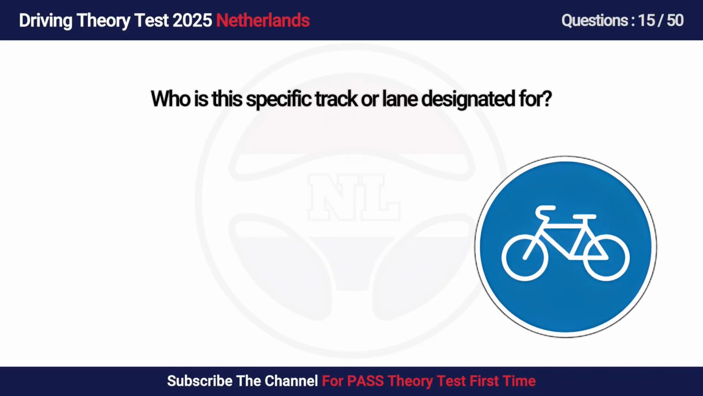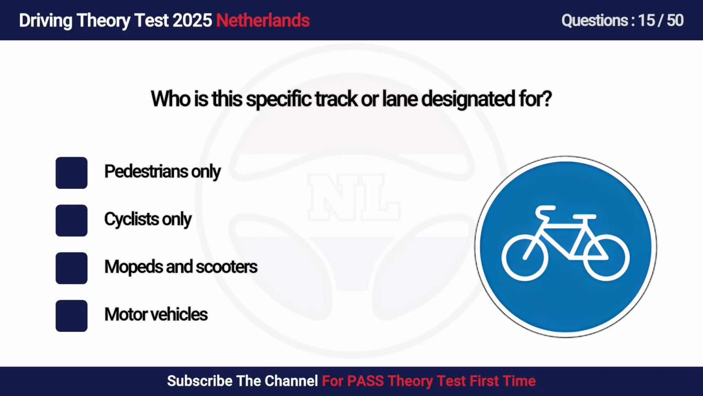Question 15. Who is this specific track or lane for? A. Pedestrians only. B. Cyclists only. C. And scooters. D. Motor vehicles.